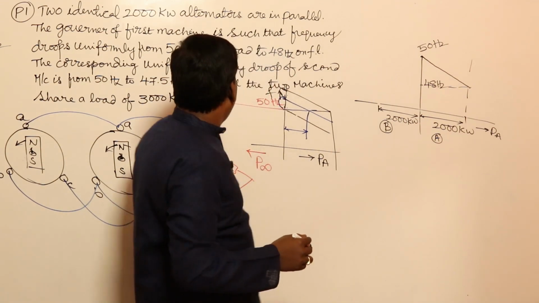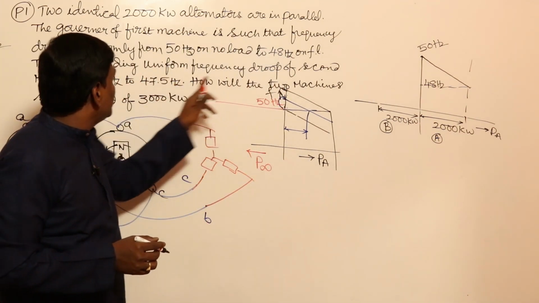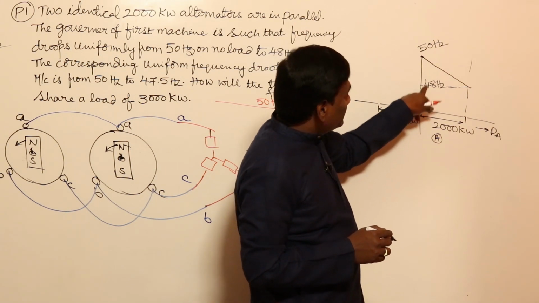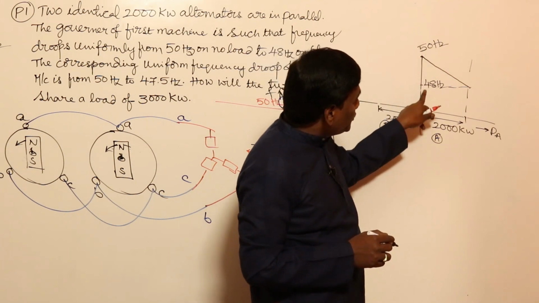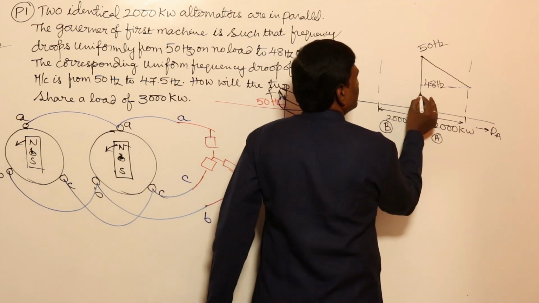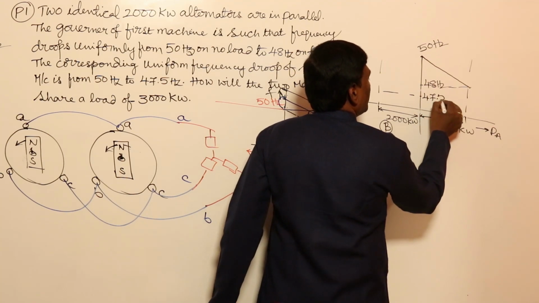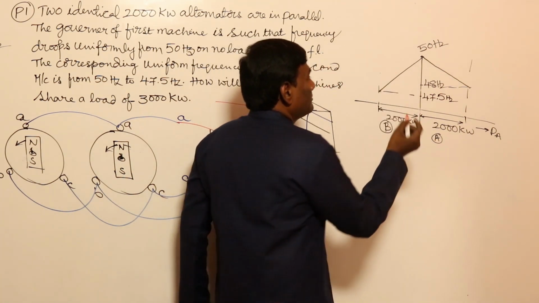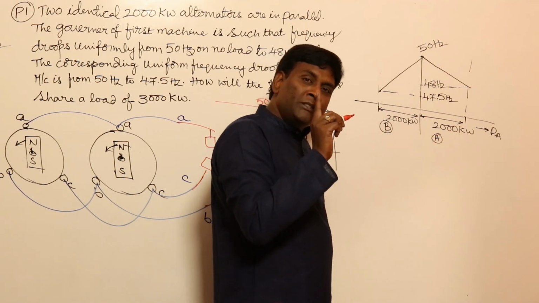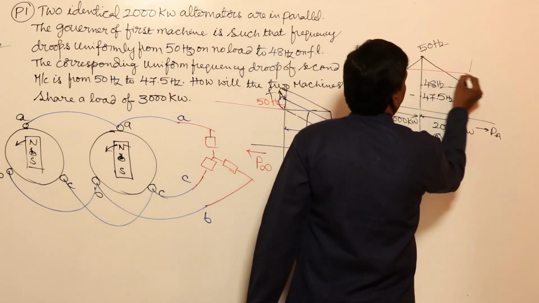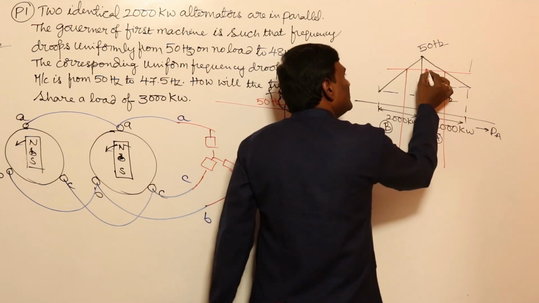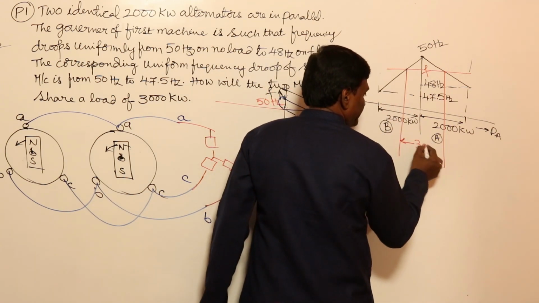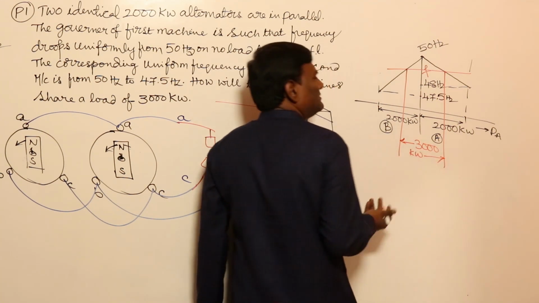The second machine has a corresponding uniform frequency droop from 50 to 47.5, so 47.5 should be below this. The drooping characteristic is going to be like this. Now combinedly, because the frequency of operation should be the same under steady state conditions, this load is operating at some frequency f. The load is 3000 kilowatt. Done. Problem solved.